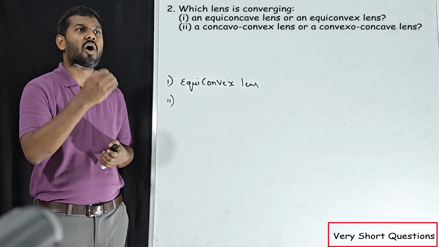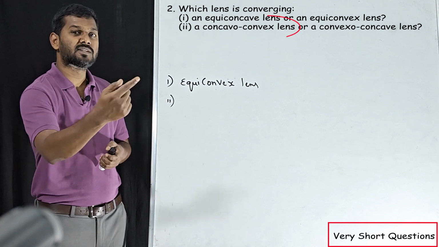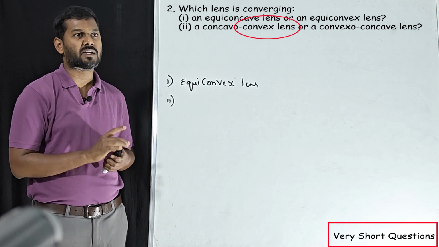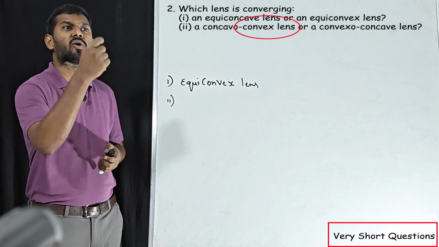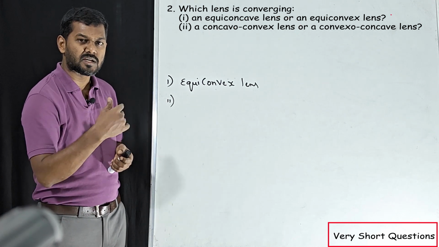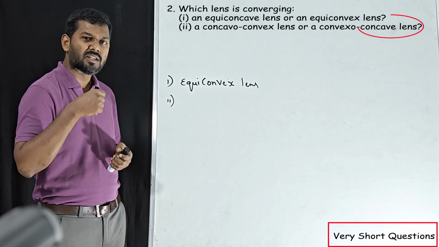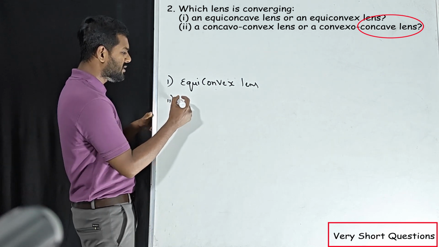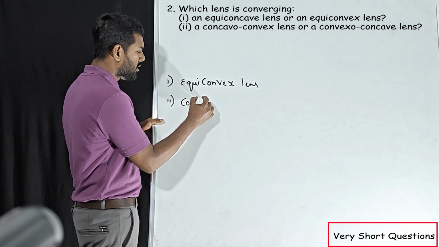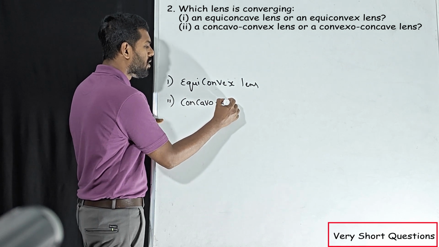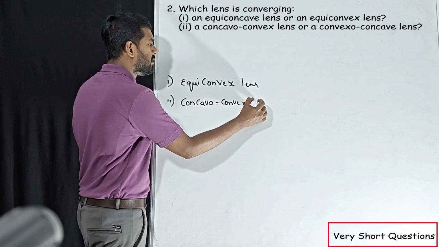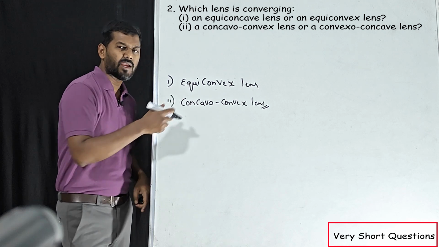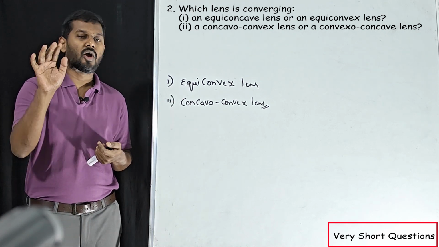See the first option, concavo-convex, where the second part is convex. That is correct. Second one, convexo-concave. Here the second part is concave. So this is the wrong option. So the answer is concavo-convex lens. Why it is converging, we have learnt in the concept video.